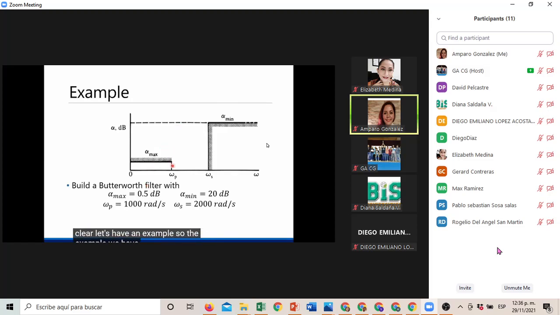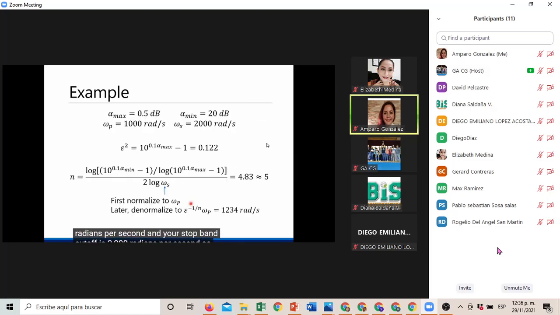So the example, we have a maximum attenuation at the pass band of 0.5 dB, minimum attenuation at the stop band of 20 dB. Your pass band cutoff is 1000 radians per second, and your stop band cutoff is 2000 radians per second. So the example is this. Get first your error factor, which is dependent on your maximum attenuation. This is your error factor. And now from here, you can get your filter order by substituting that from the equation earlier.